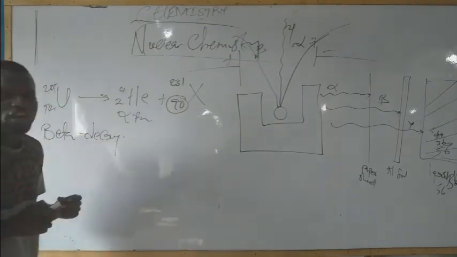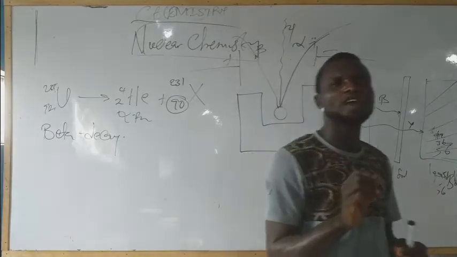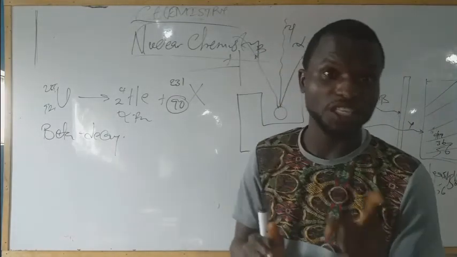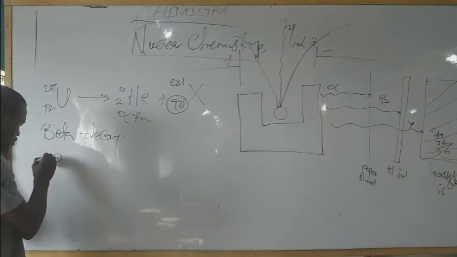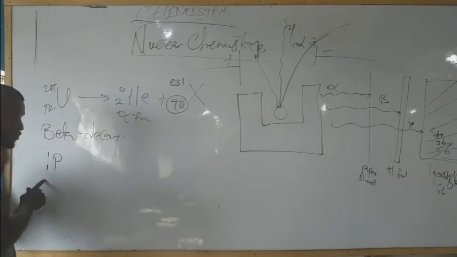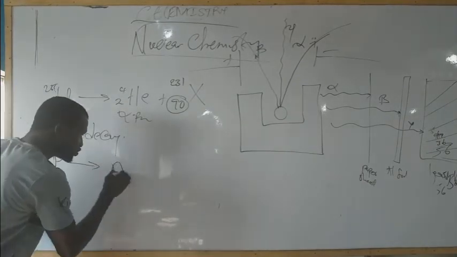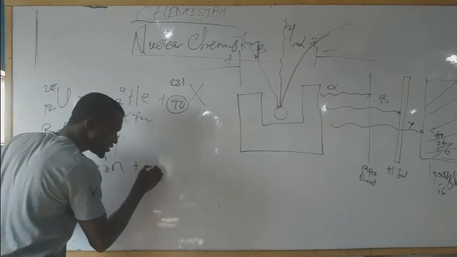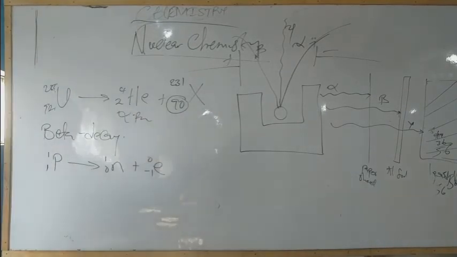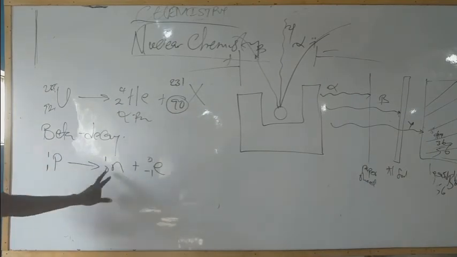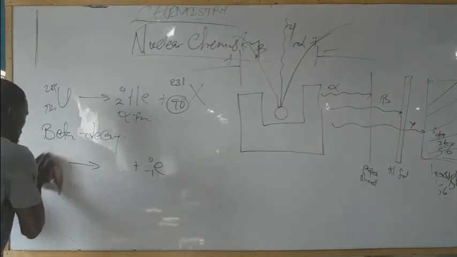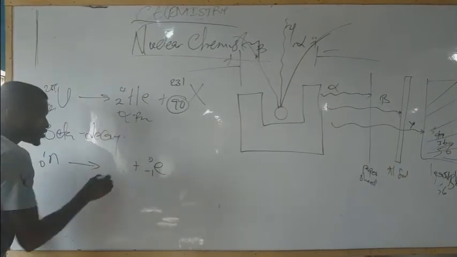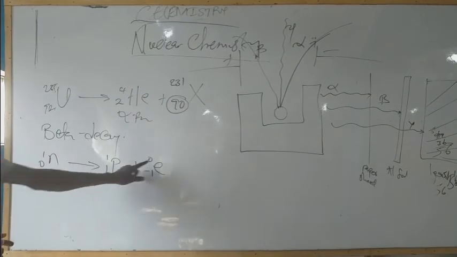Beta decay is a form of decay which leads to the ejection of a beta particle, although not originally present in the nucleus. Now, look at the simple magic or chemical transmutation that occurs in the nucleus here. In beta decay, a neutron with a mass of 1 and a charge of 0 turns into a proton, which remains in the nucleus, with mass 1 and charge 1. So 1 plus 0 is 1.